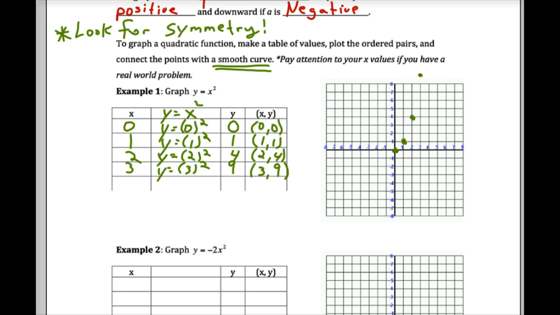Okay. What would 4 be? 16. Oh, we'd be way off the graph. Okay. So we're not even going to try 4. Let's go to -1 now. This is why our table doesn't have a bottom. You're gonna have to try a lot of values.